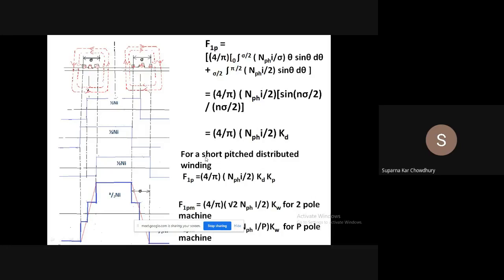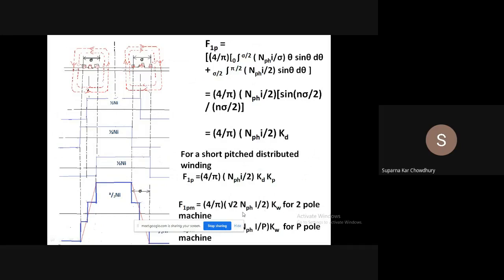Here I have considered a full pitch coil. Instead, if I consider a short pitch coil, then the pitch factor will also appear. So the fundamental MMF wave will be 4 by pi N phase I by 2 kd into kp. Now the maximum value will be 4 by pi root 2 N phase I by 2 kw for 2 poles, and 4 by pi root 2 N phase I by P into kw for P poles.